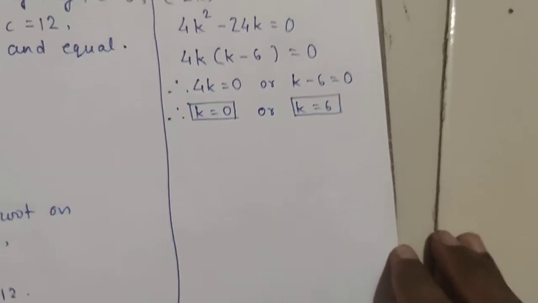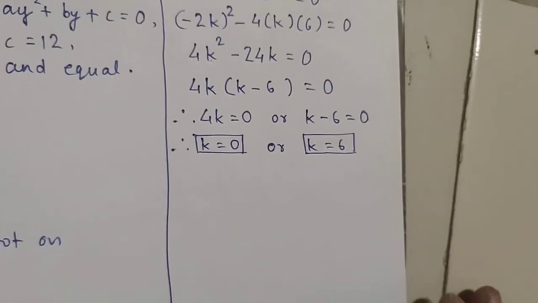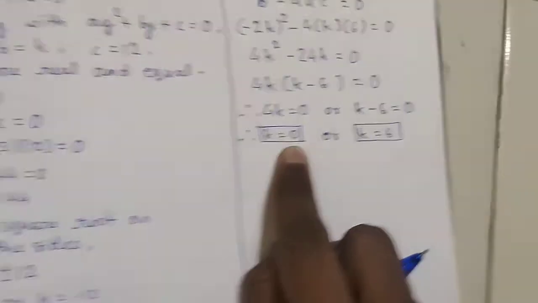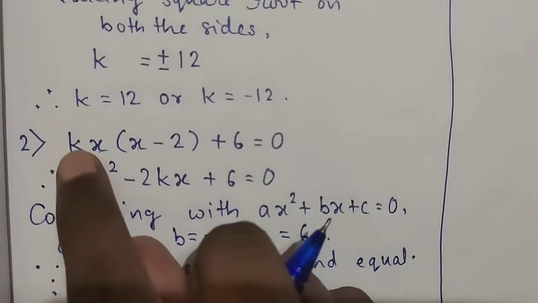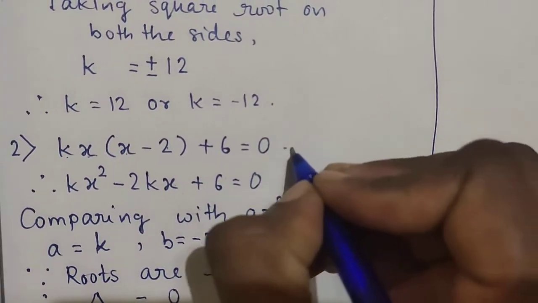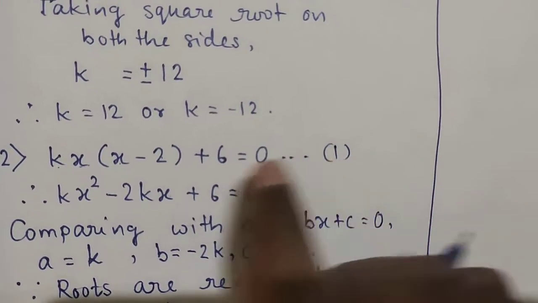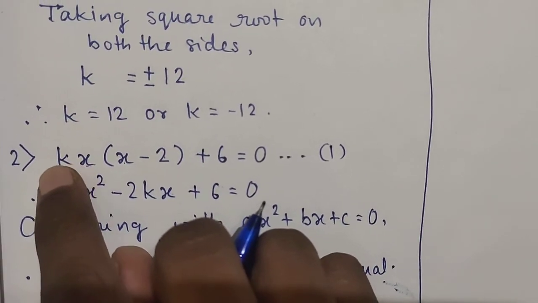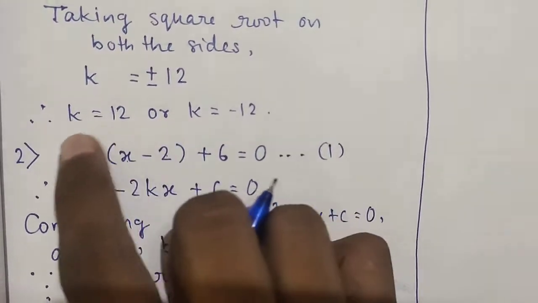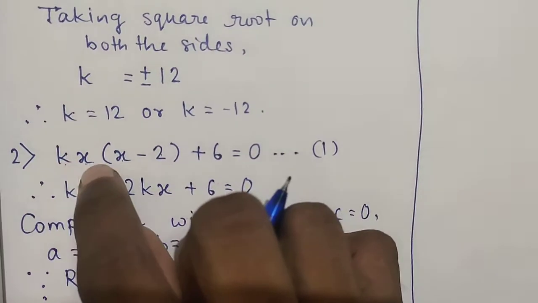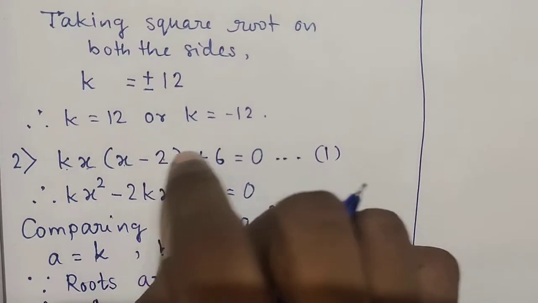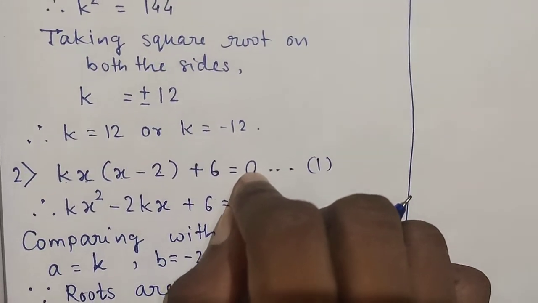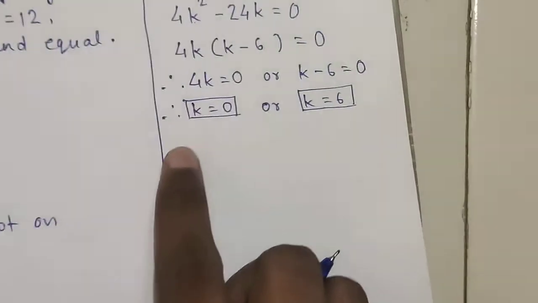Understood now? Now see, there is one problem. Here you got k equals 0. Now see what your equation is. Let us call this equation 1. If you place k value 0 here, that means 0 into this term, so this becomes 0. And then what you are going to get is 6, and 6 cannot be equal to 0. That is why your k equals 0 is wrong.